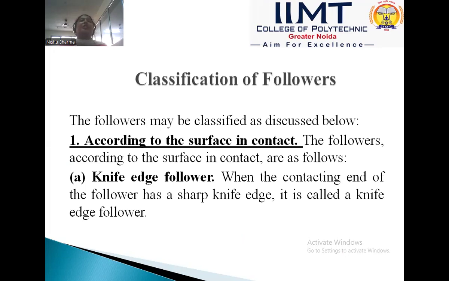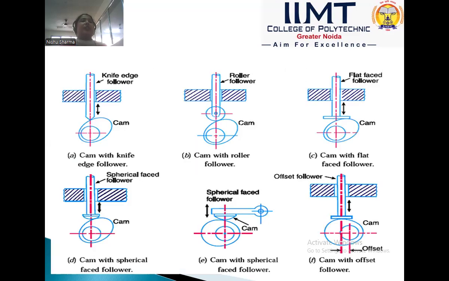Firstly, it is a knife edge follower. In a knife edge follower, the contacting end of the follower has a sharp knife edge. In this diagram, diagram A is a cam with a knife edge follower. We see the follower and the cam surface, and there is a sharp knife edge, so it is called a knife edge follower. In a knife edge follower, sliding motion takes place between the contacting surfaces, that is, the knife edge and the cam surface.